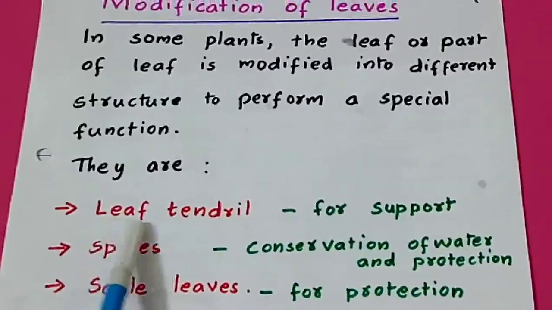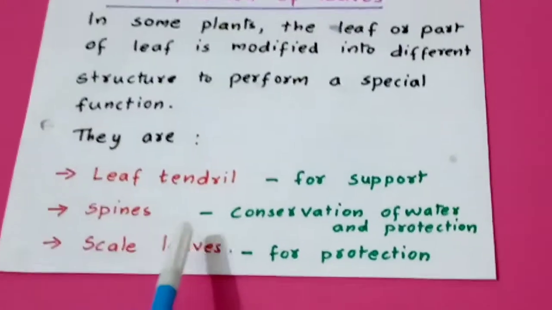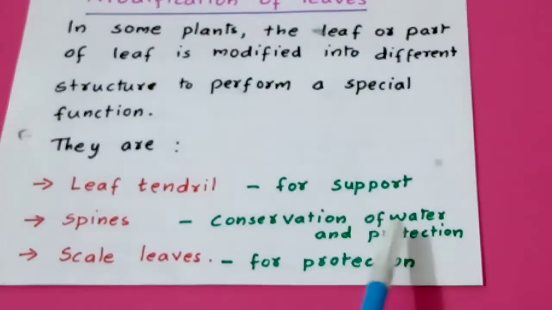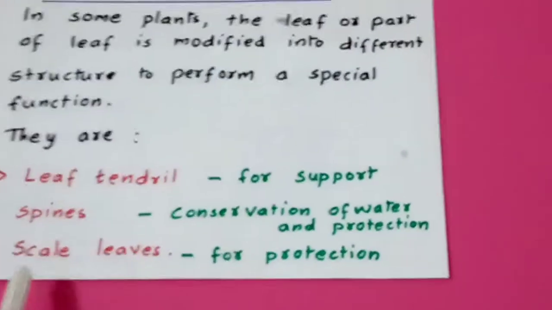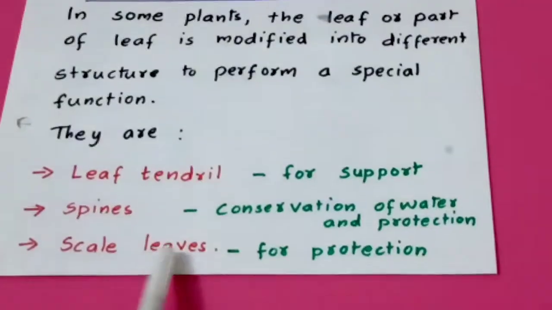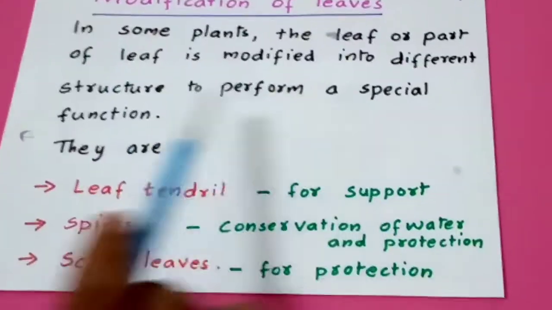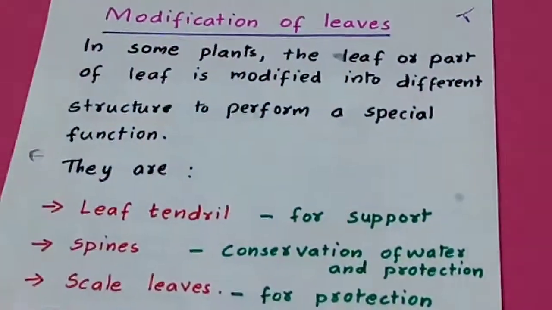First structure is called leaf tendril. This leaf tendril is for support, giving support for the plants. Then spines. This is for conserving water and for protection. Two purposes are there: conservation of water and protection. And scale leaves. The scale leaves are for protection. So to perform different functions, different structures are there, and this is called leaf modification.